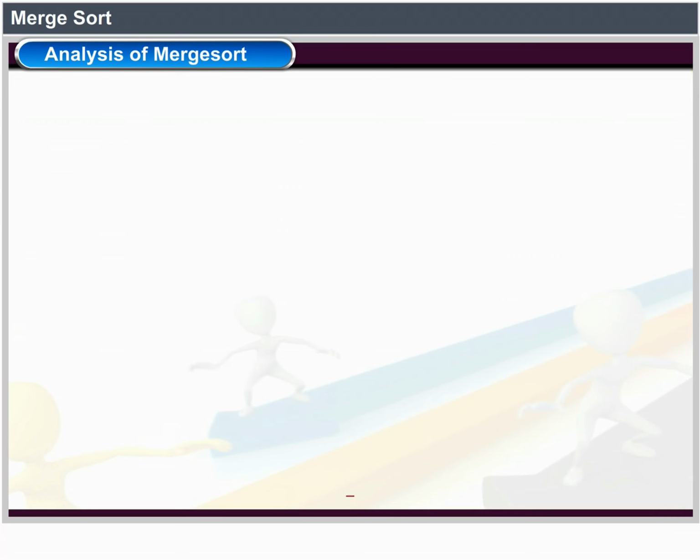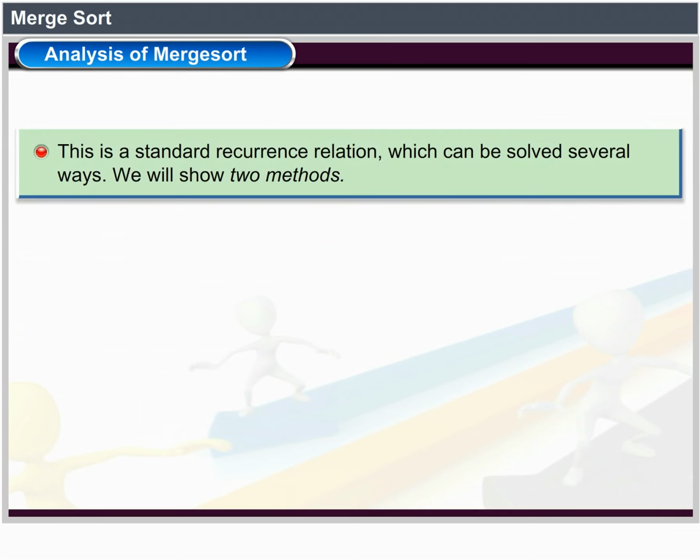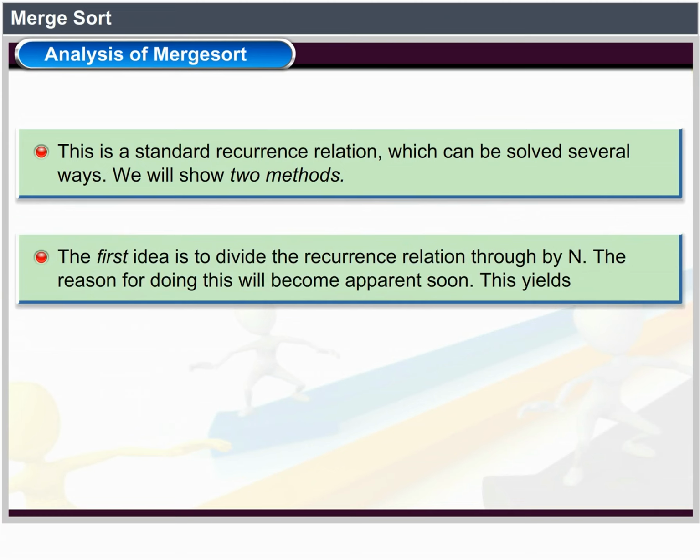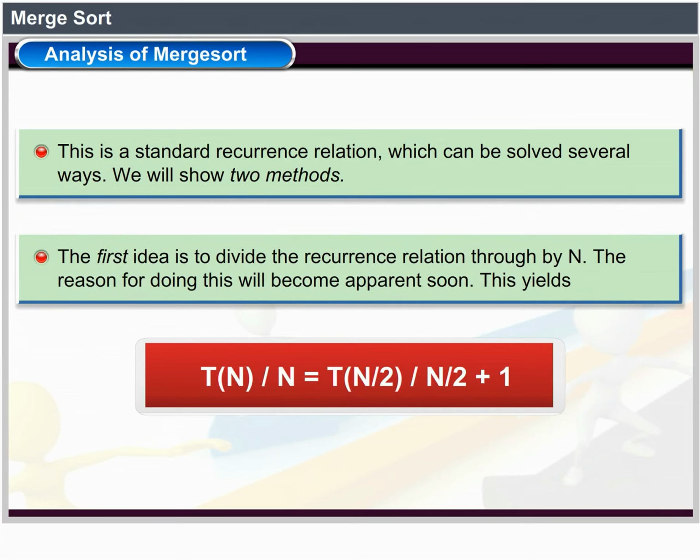This is a standard recurrence relation which can be solved several ways. We will show two methods. The first idea is to divide the recurrence relation through by n. The reason for doing this will become apparent soon. This yields T(n)/n = T(n/2)/(n/2) + 1.